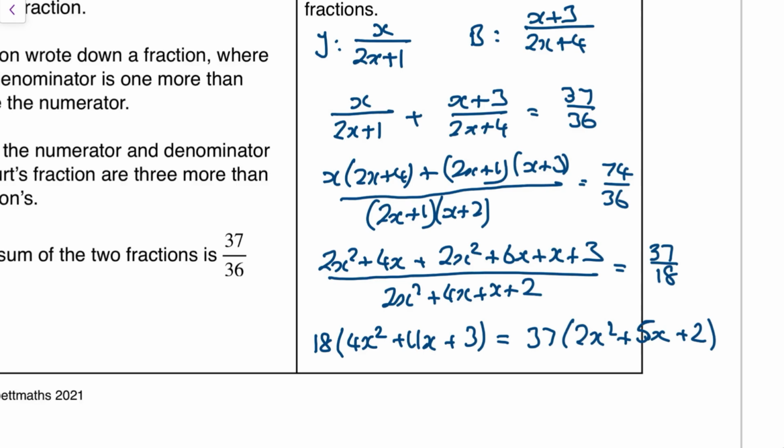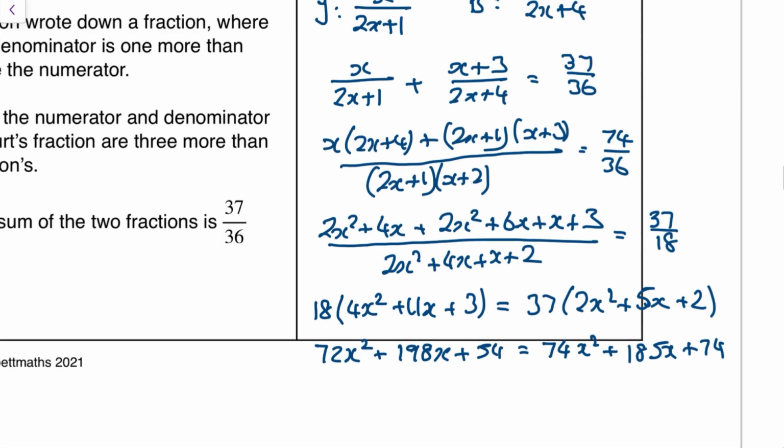Now, I've got my calculator. I'm going to use my calculator just so I'm not making silly errors. So 18 times 4 is 72, x squared. 11 times 18 is 198. And 3 times 18 is 54. And that's equal to 74x squared plus 185x plus 74.